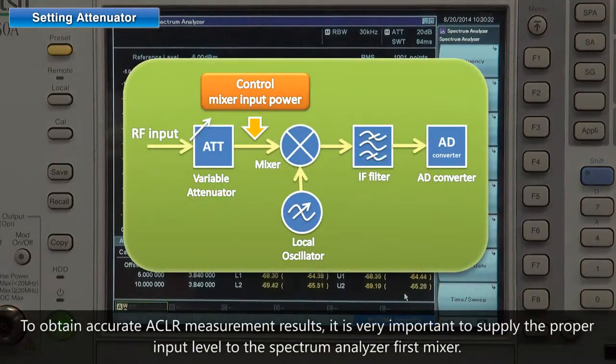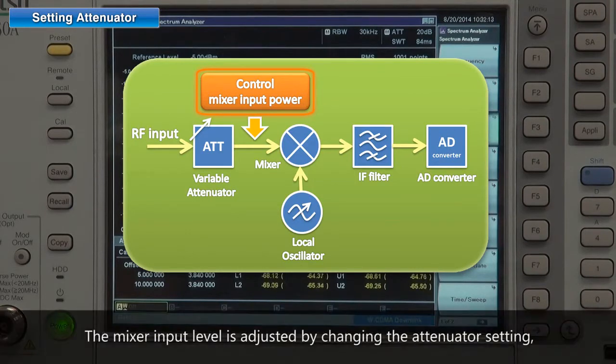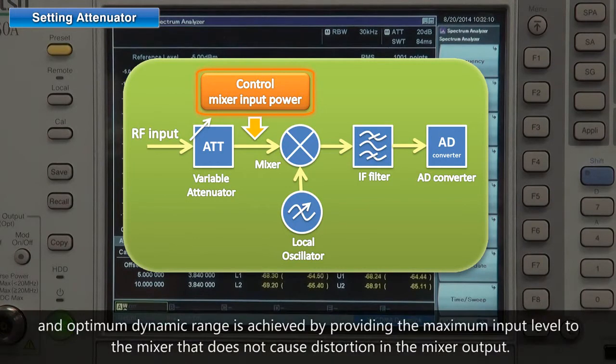To obtain accurate ACLR measurement results, it is very important to supply the proper input level to the spectrum analyzer first mixer. The mixer input level is adjusted by changing the attenuator setting, and optimum dynamic range is achieved by providing the maximum input level to the mixer that does not cause distortion in the mixer output.